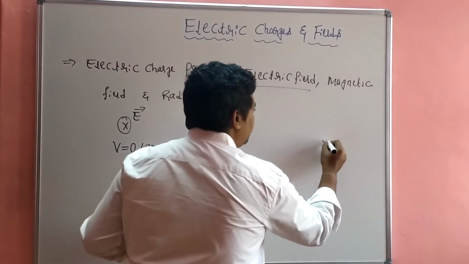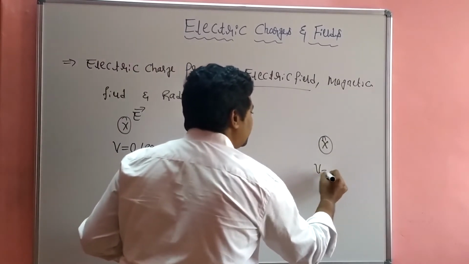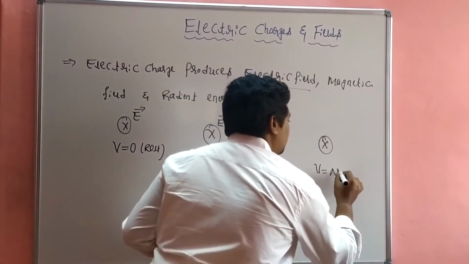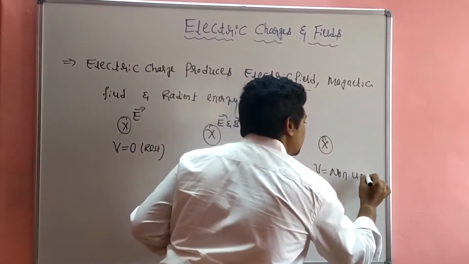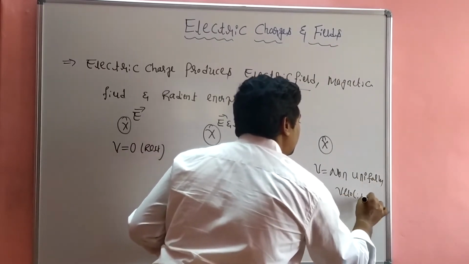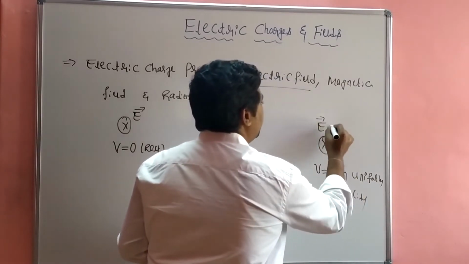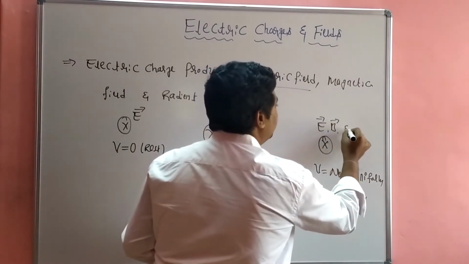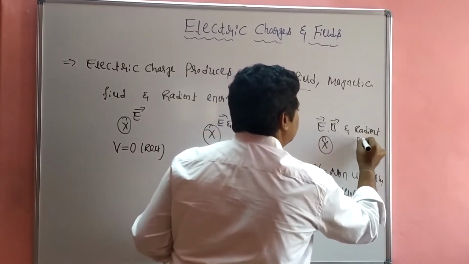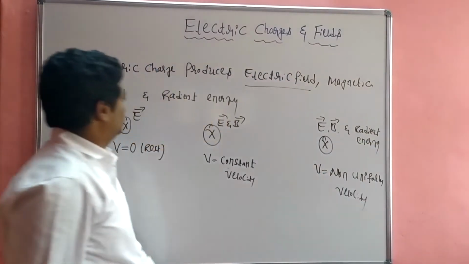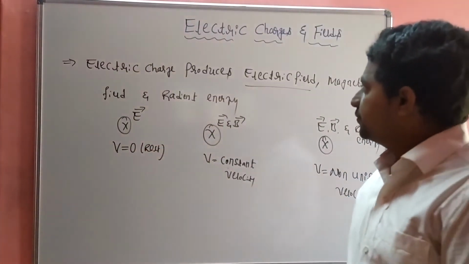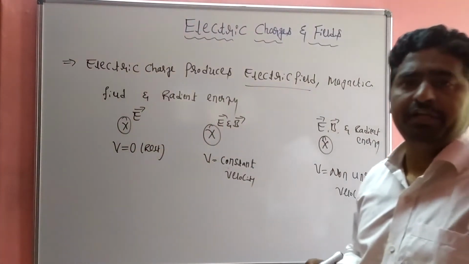So the same electric charge moving with non-uniform velocity, it produces electric field, magnetic field and radiates the energy.